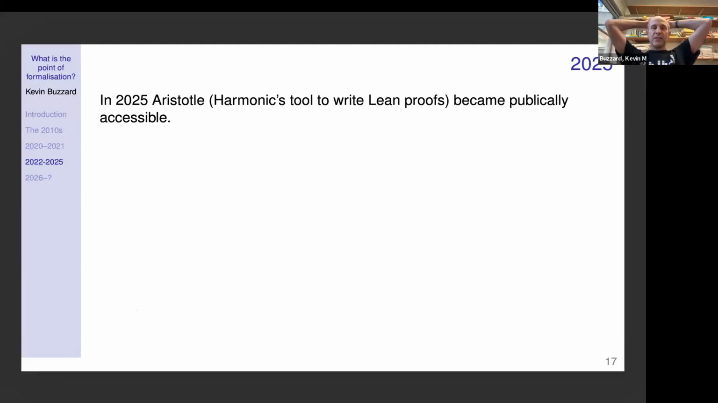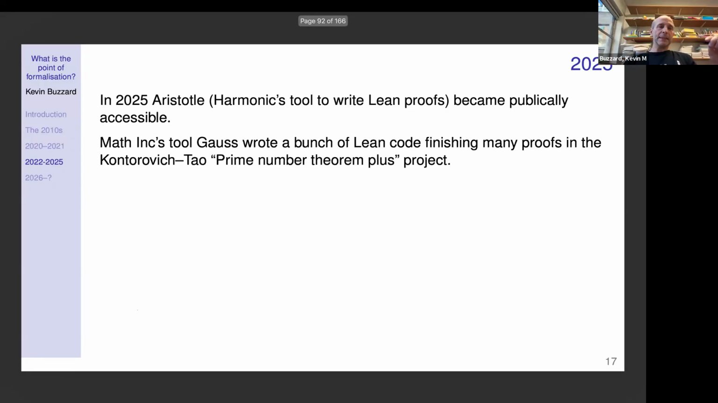In 2025, we have this tool called Aristotle, written by Harmonic, and they made it publicly available. Aristotle will write Lean code, and you can ask it questions in natural language, or you can ask it a Lean question and give a proof in natural language, or you can ask it a Lean question and not give it any proof at all, just ask it to prove it, and it will output Lean code which attempts to solve your problem.